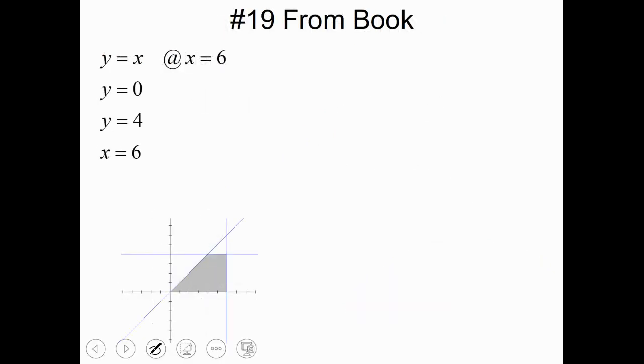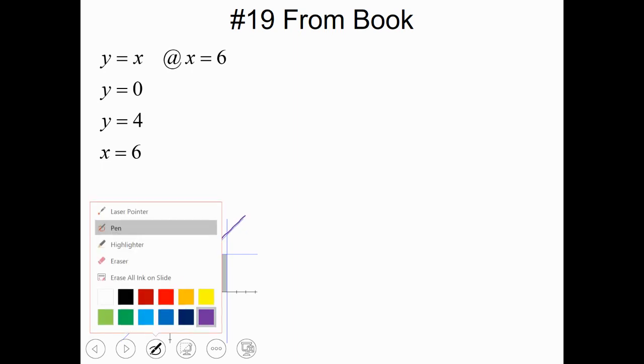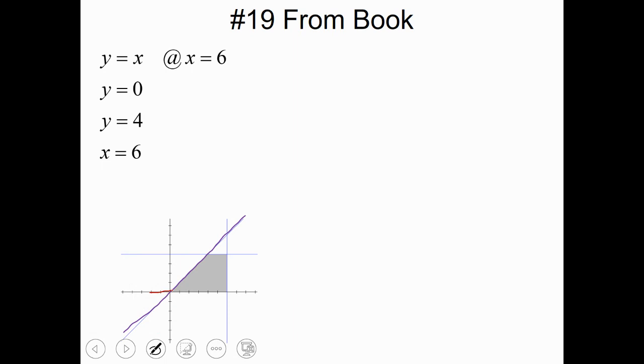Here's one from our book. This one, you have lots of different curves. You actually create a trapezoid. So you have y equals x, which is going to be this one that runs like this. You have x equals 0, which is going to be this one.